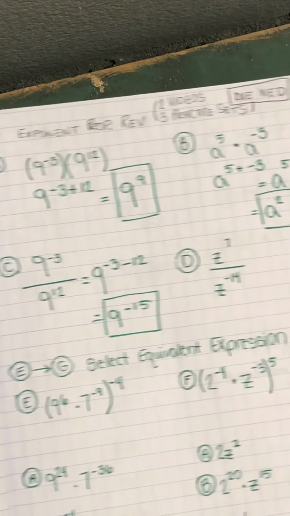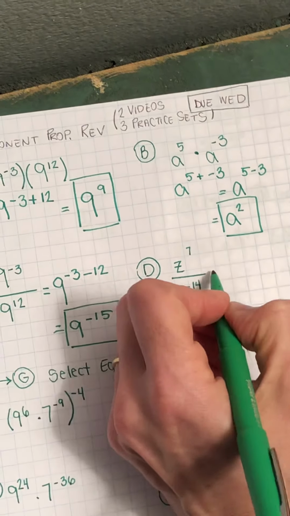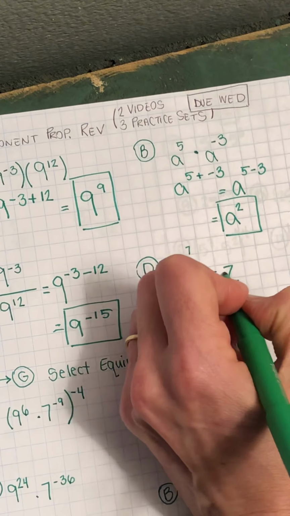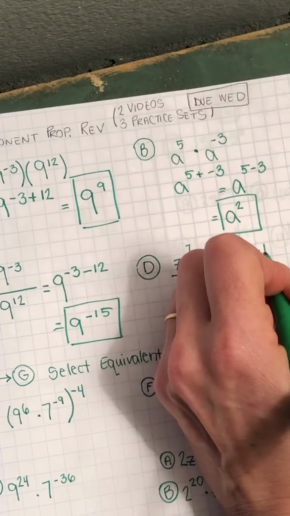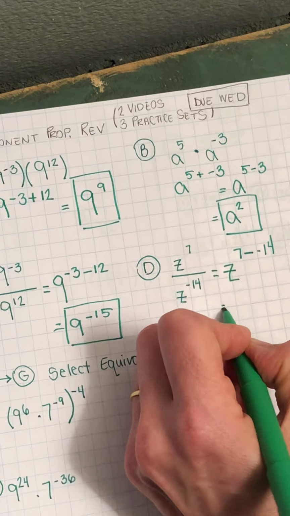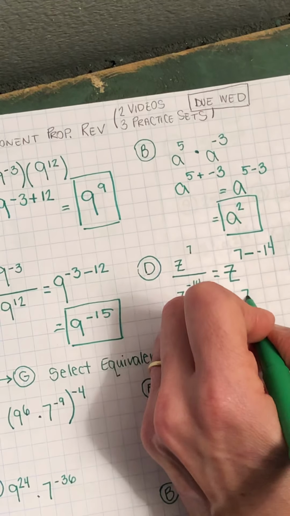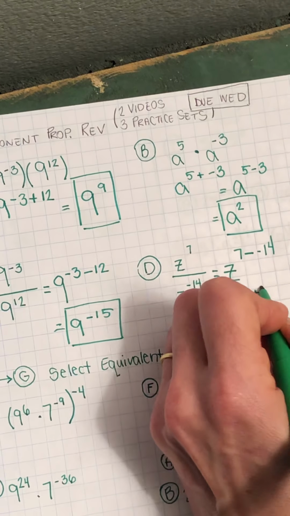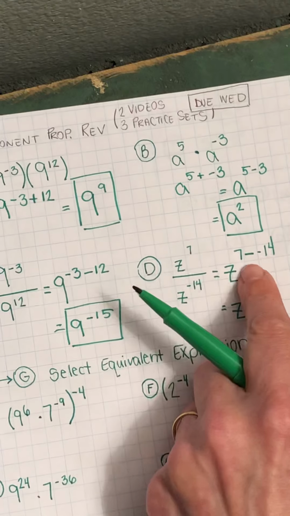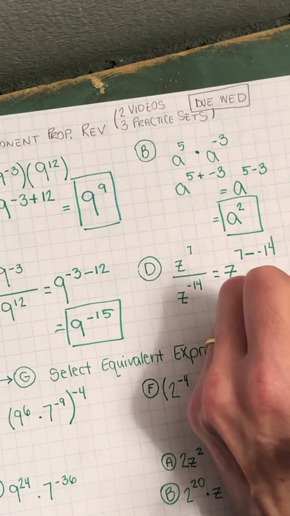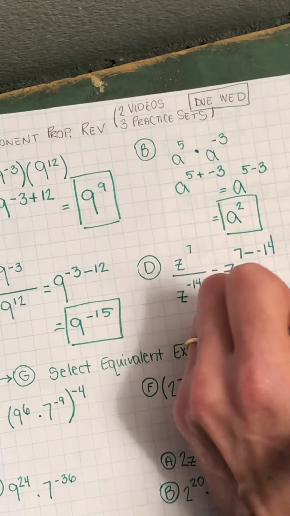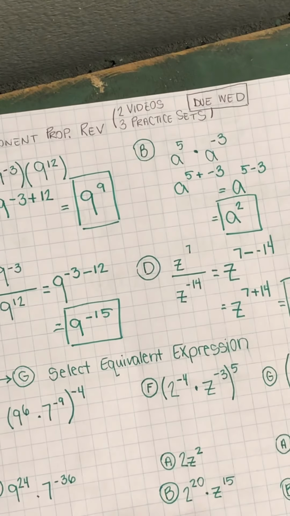Okay, again, division means subtract the exponents. 7, take away a negative 14. Oh, a negative minus a negative, or take away a negative, is really a positive. So that's z to the 21st. Oh, sorry.